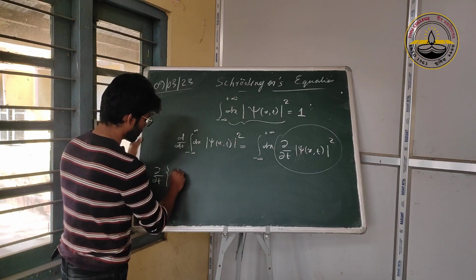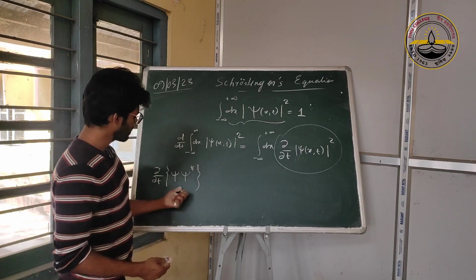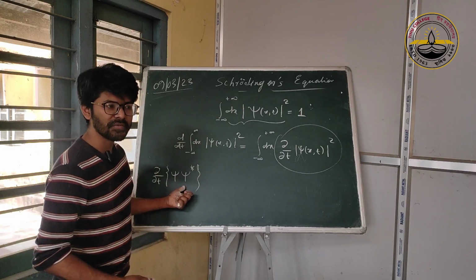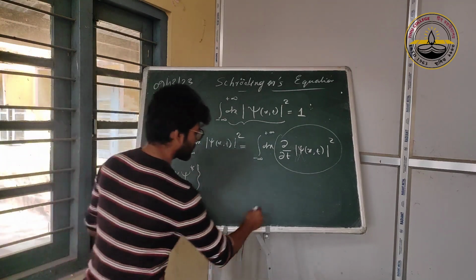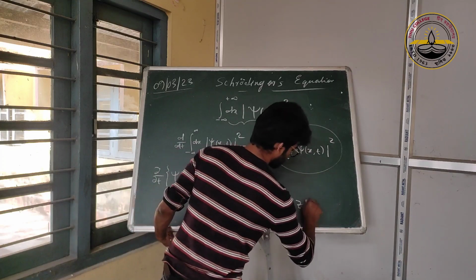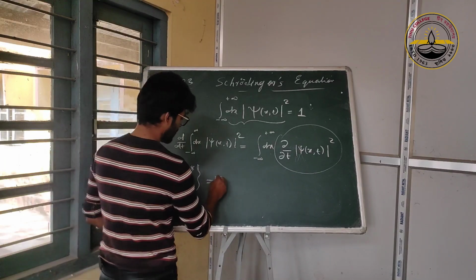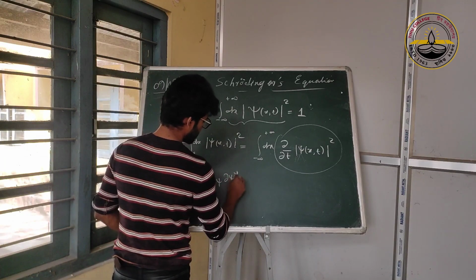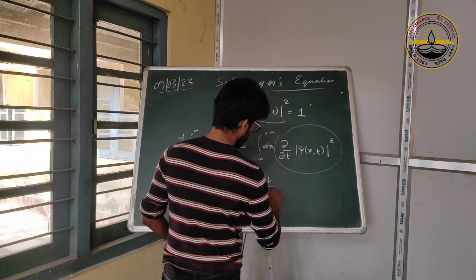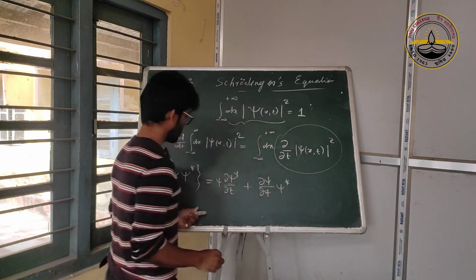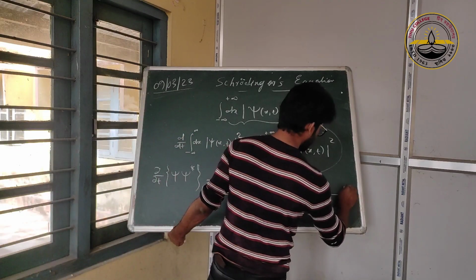So mod chi square is what? Chi star times chi, right? The complex number and its complex conjugate. That's mod chi square, for any complex number, you know. Mod z square is z star z. If you take the derivative of this, what do we get? Chi del chi star del t plus del chi del t chi star. Right? This is what we get. Let's save this as equation number 1.